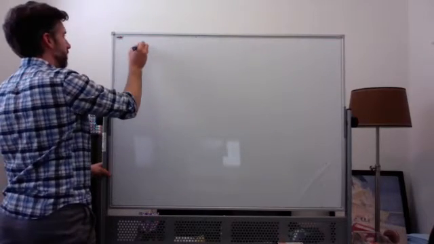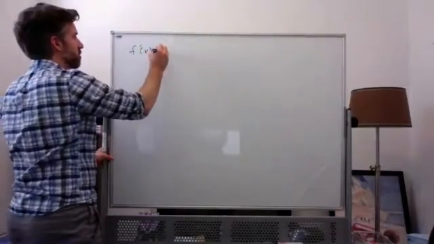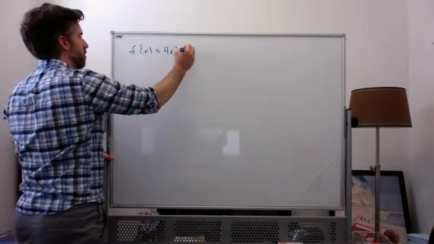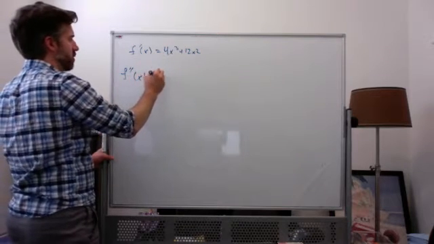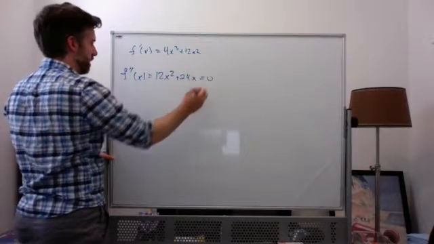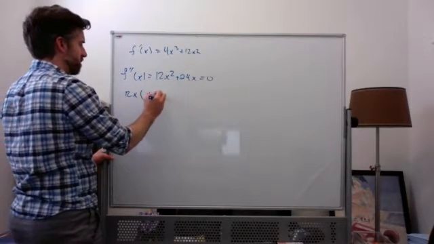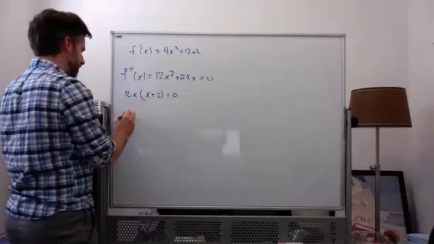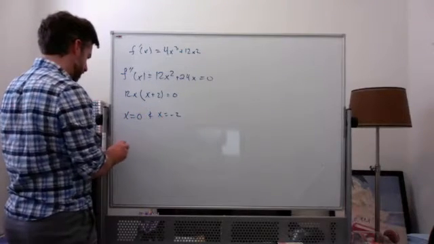Sorry, my first derivative was 4x cubed plus 12x squared. My second derivative is going to be 12x squared plus 24x. Set that equal to 0, factor out a 12x, left with an x plus 2. So we're getting x equal to 0 and x equal to -2.